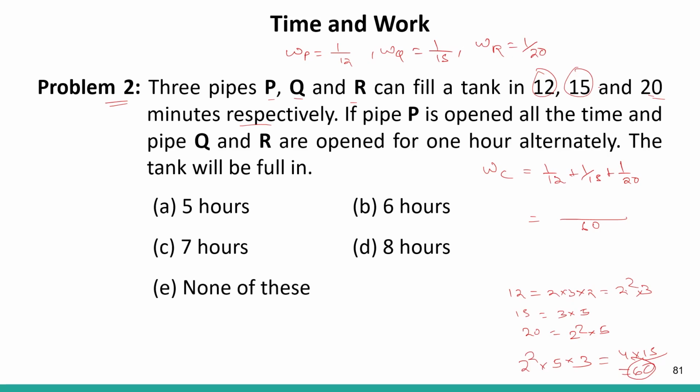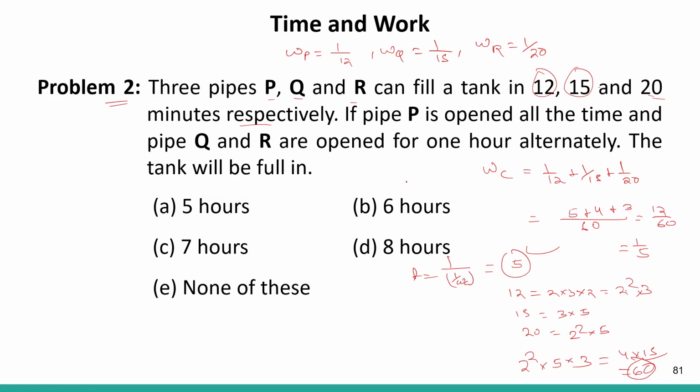So it will be what? So 5 plus 4 plus 3, that is equal to 5 plus 4 is equal to 9 plus 3 is equal to 12 by 60, right? So this implies that combined work rate is this much, that is equal to 1 by 5, right? So if combined work rate is equal to this much, so time taken T is equal to 1 by WC, right? So this will be equal to 5. So it will take 5 hours. But for when it will take 5 hours? When they all work together.